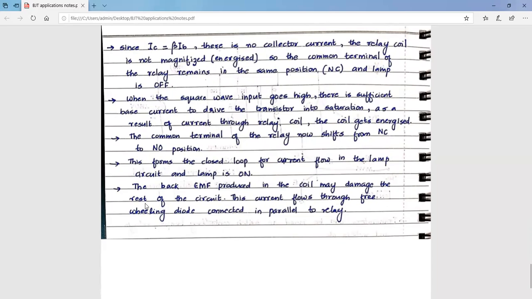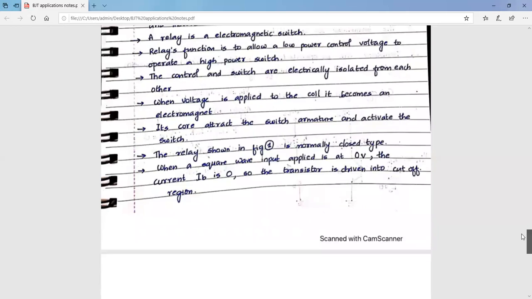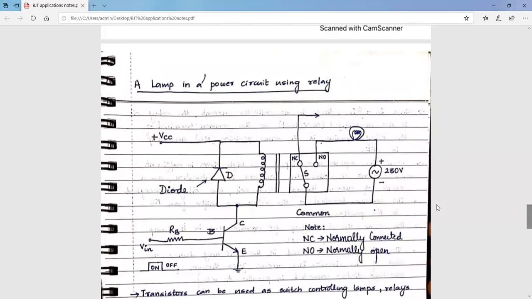Now, a very important point: the back EMF produced in the coil may damage the rest of the circuit. So this current flows through the freewheeling diode, which is connected in parallel to the relay, so that the back EMF will not damage the circuit. Clear? So this is how you can see another application of BJT, where a lamp in a power circuit using the relay can be turned on and turned off.